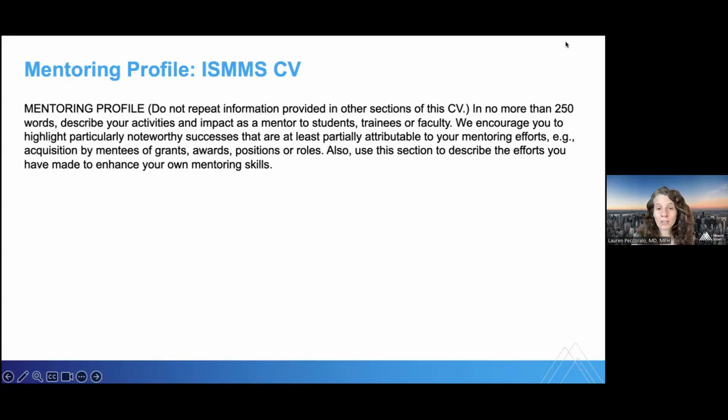You can also use this section to describe any ways in which you've enhanced your mentoring skills. So if you've taken our Mentoring for Mutual Success training, for example, or you've taken any other kind of course that you think has improved your mentoring skills, you can highlight it here.